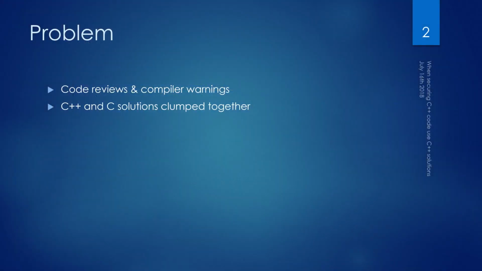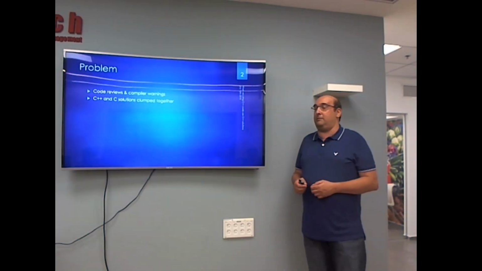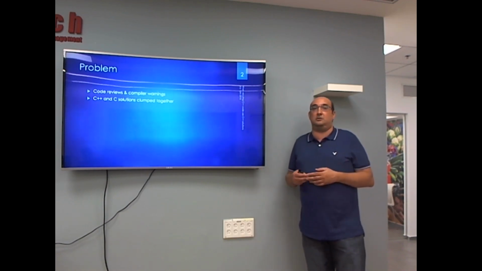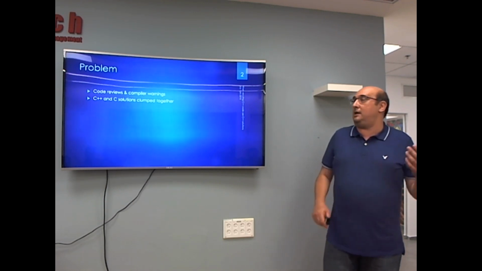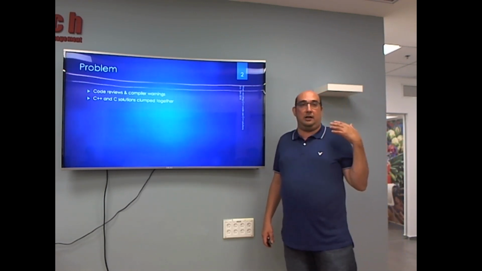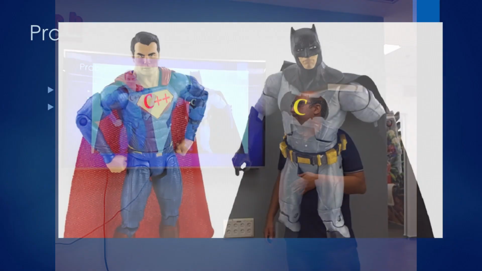So the thing is that when I try to show our engineers how to write proper code and direct them, most of the time I can see that C and C++ solutions to the same problems are presented as a single solution. That is, one solution should fit both languages. And in my opinion, this is very problematic, and we should see why.